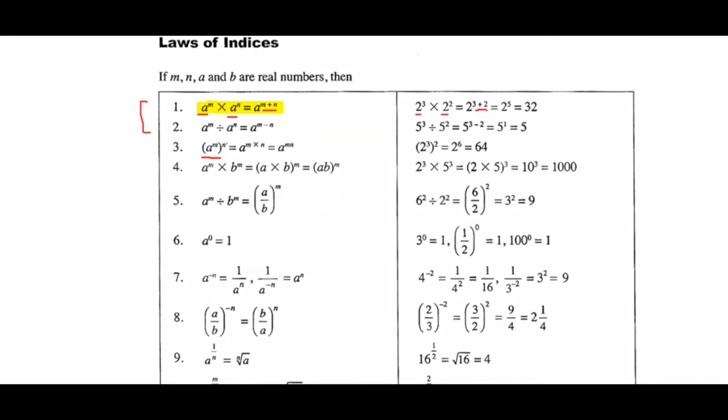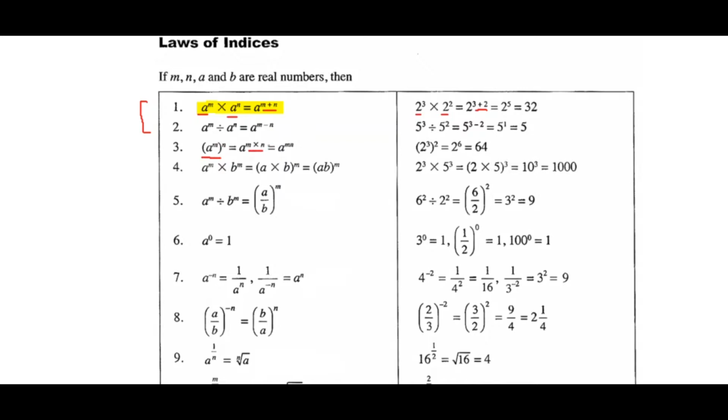But what happens is that you actually apply a power. So in 1 and 2, you're doing a multiplication or a division, whereas in rule 3, you apply a power to the index notation. So just one index notation and you apply a power to it. For example, you have a to the power m, and on top of that, you apply a power n to a to the power m. You can say that it is a to the power of m times n.